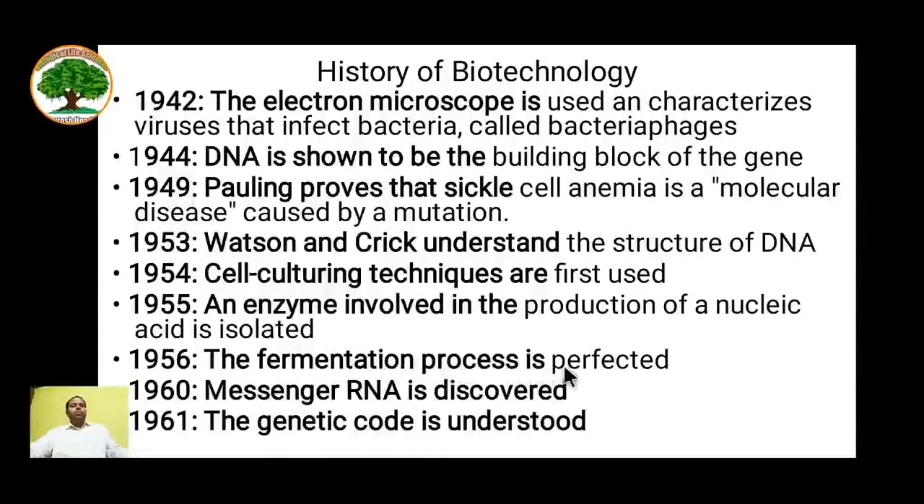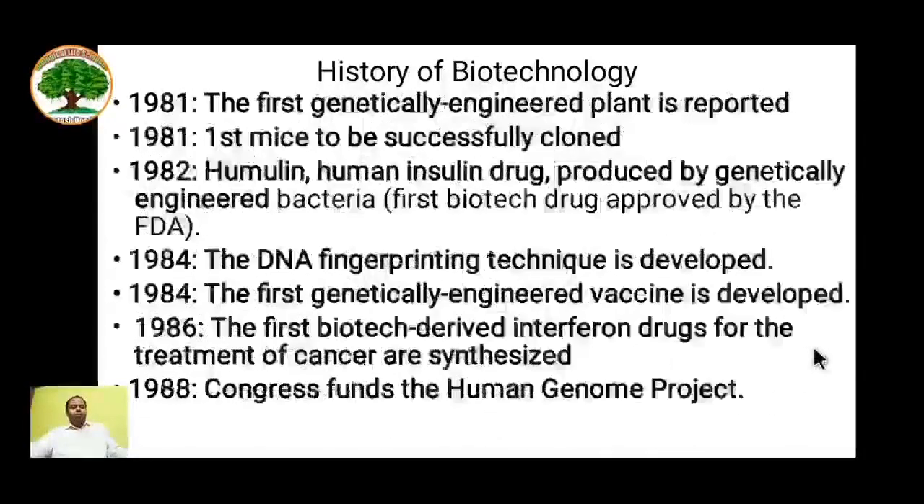In 1956, the fermentation process is perfected and it is used for producing a variety of products. In 1960, messenger RNA is discovered, that is mRNA, which is an important part of gene expression. In 1961, the genetic code is understood. In 1981, the first genetically engineered plant is reported. In 1981, the first mouse is successfully cloned.